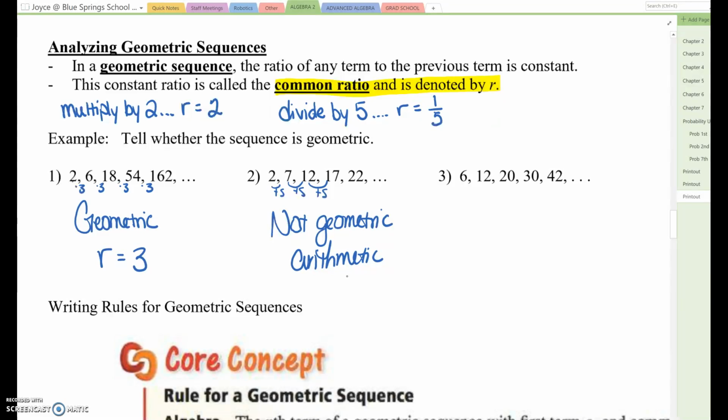Number 3, 6 times 2 is 12. 12 times 2 is not 20, so it's definitely not geometric. It's actually adding 6, adding 8, adding 10, adding 12. That would not be geometric or arithmetic. That would be neither.